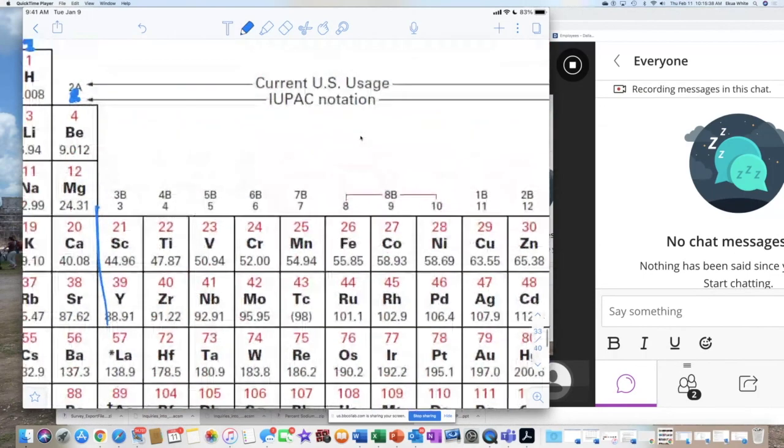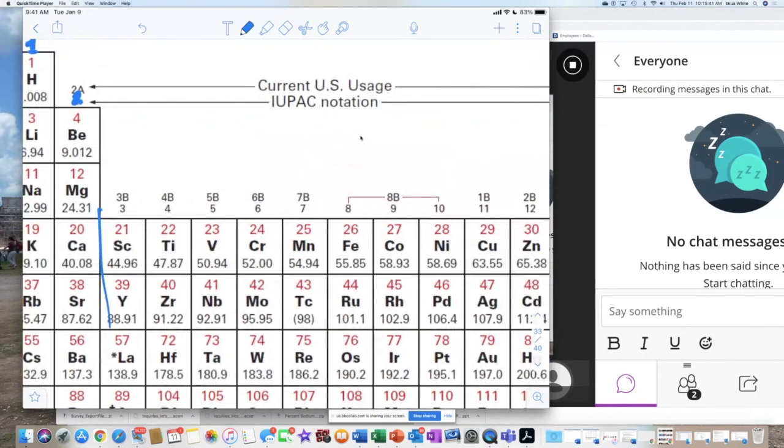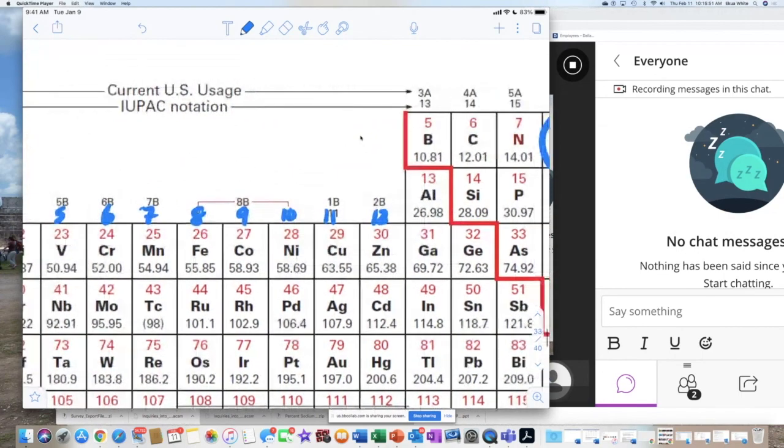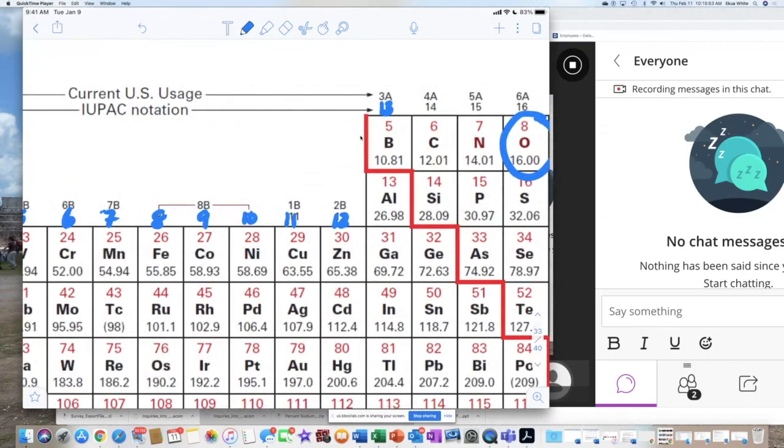If you're going with the regular numbers with no letters, you go 1, 2, 3, 4, 5, 6, 7, 8, 9, 10, 11, 12, and then we got 13. So what used to be group 3A is now called 13.